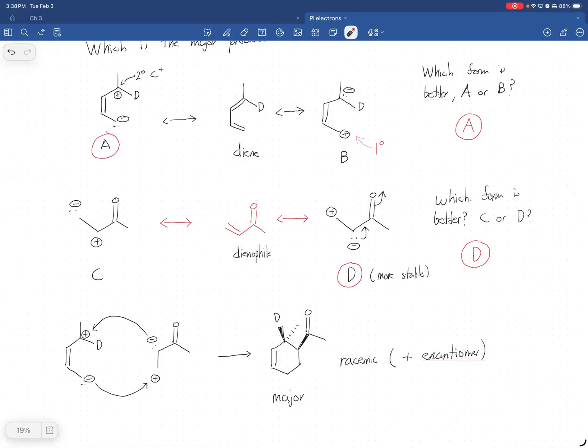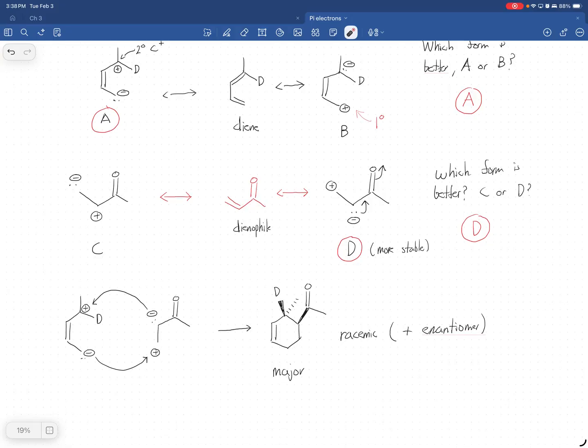Continuation from last time. Are there any questions on how we got to these resonance forms? Why this is now the major product? Or any questions about that? Looking at, remember our trends in bond formation: negative nucleophilic carbon, negative charge, to a positive carbon. That's how the bond formation works there.